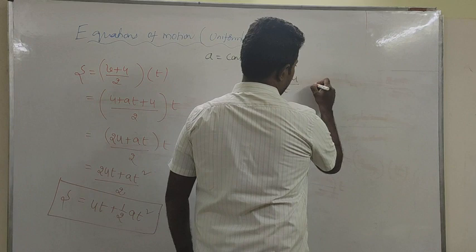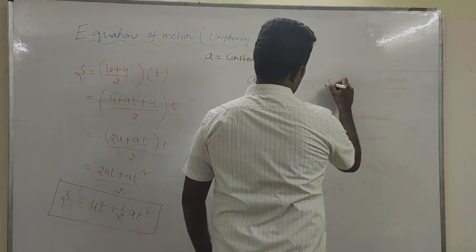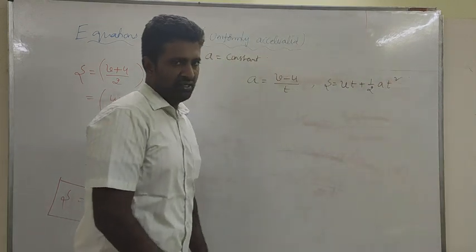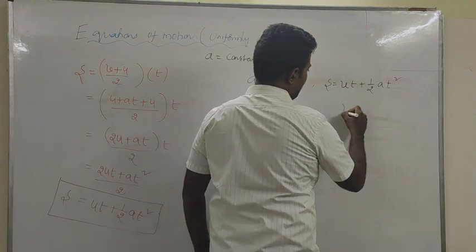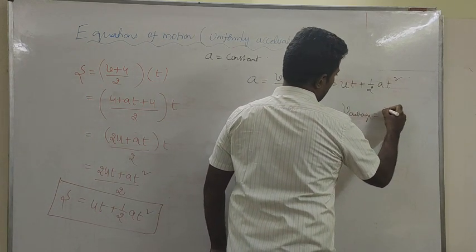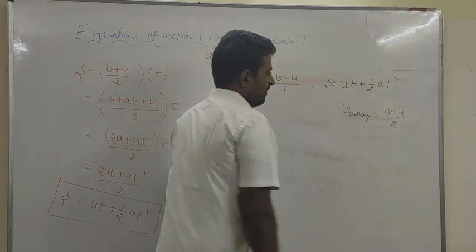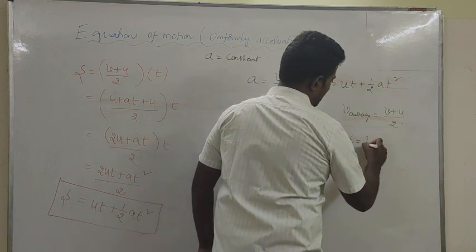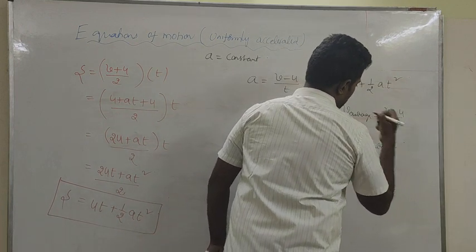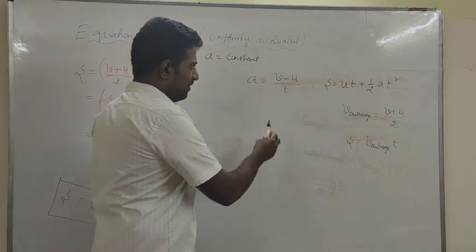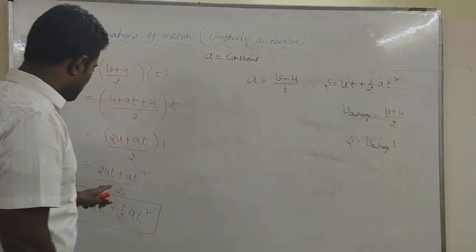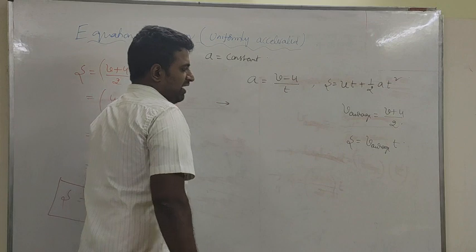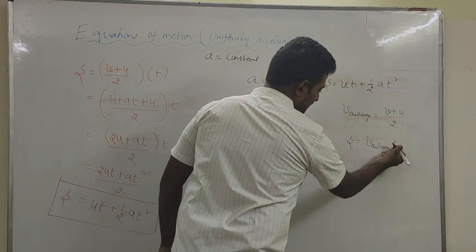We know already in our hand s equal to ut plus half a t square. That is one more expression. We know already v average is equal to v plus u divided by 2. That is one more equation. And displacement will be equal to v average into t. That is one more equation in your hand. Out of them, this is very important for us, and v equal to u plus at is very important for us. Implies I will take the help of s equal to v average into t.